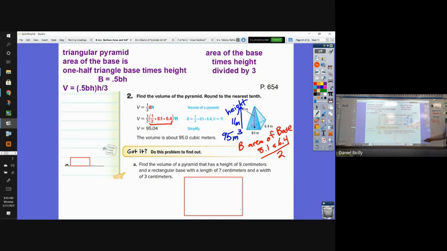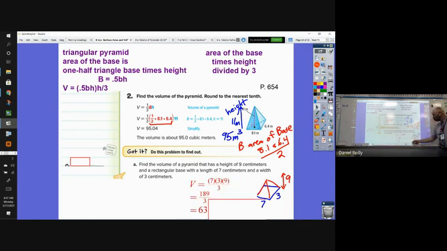All right, so letter A, page 654. You done? 63 cubic centimeters. That's what I got. That's correct. She's determined. I can do it in my head because 7 times 9 is 63, times 3 divided by 3. Oh yeah, that's what I would have done too. Exactly, because of the number combination.